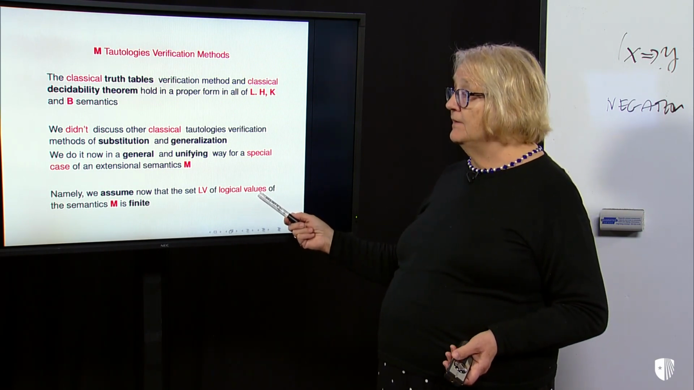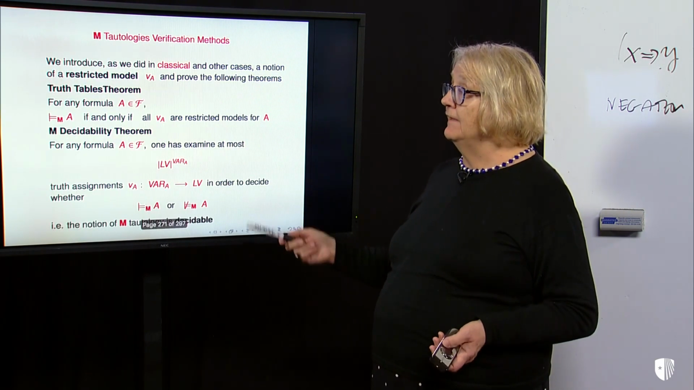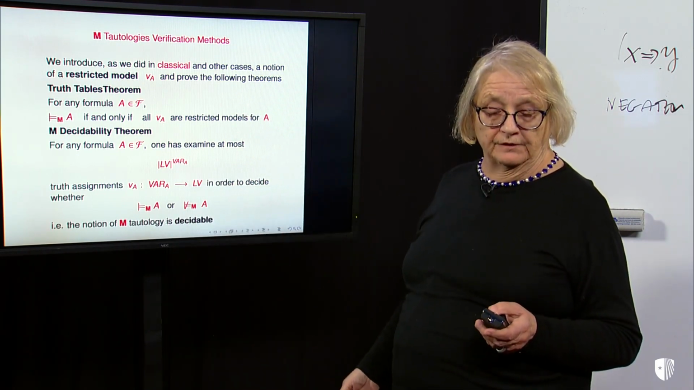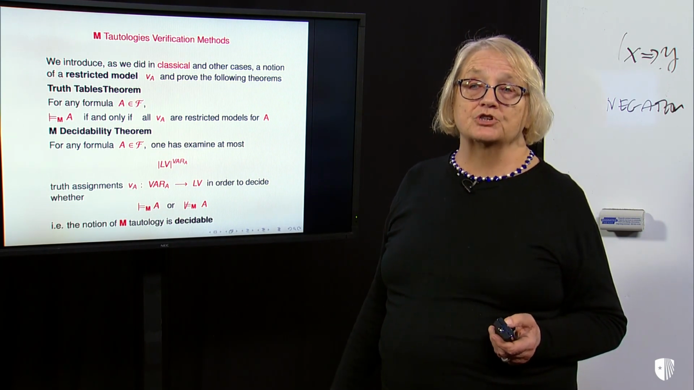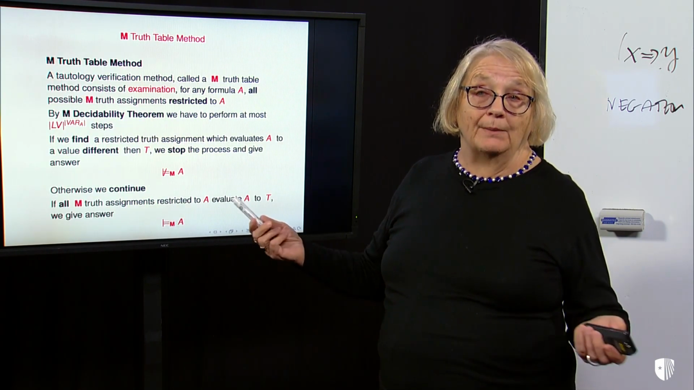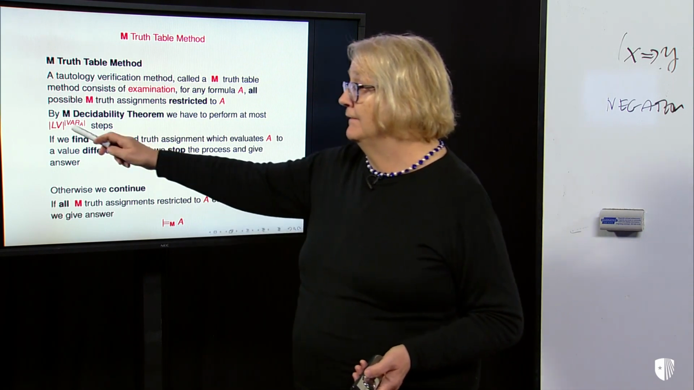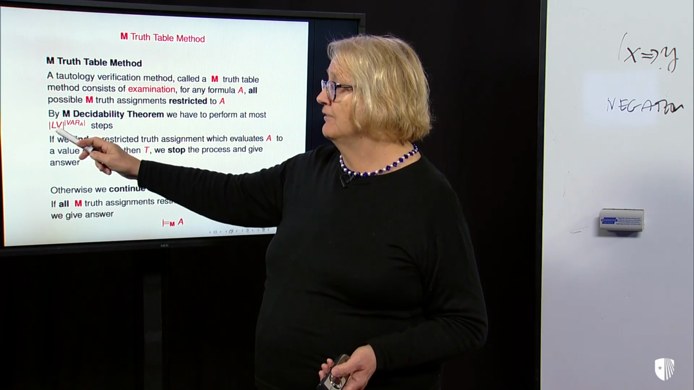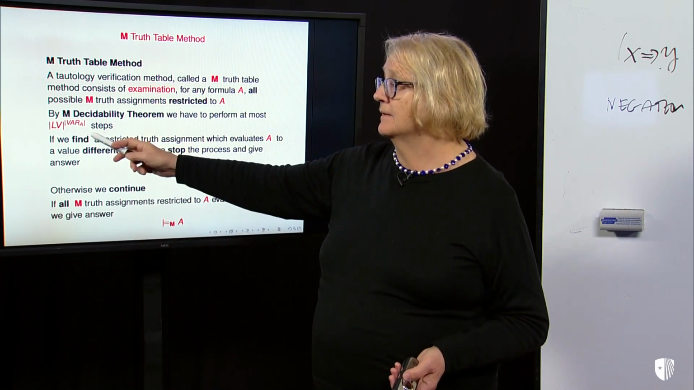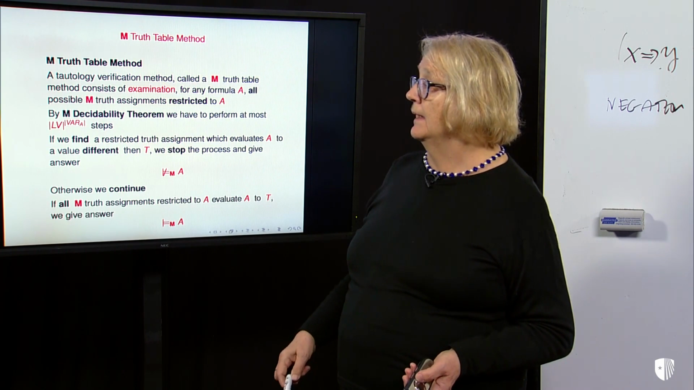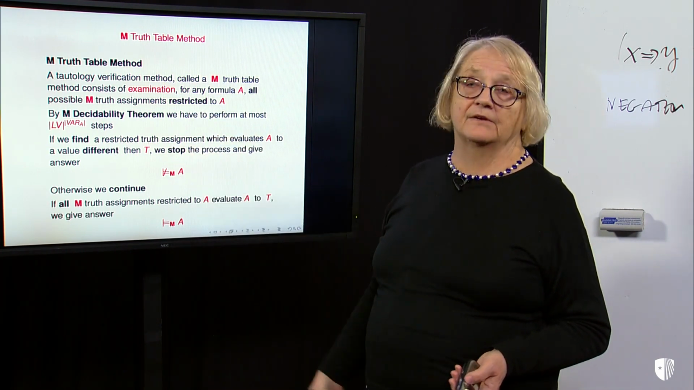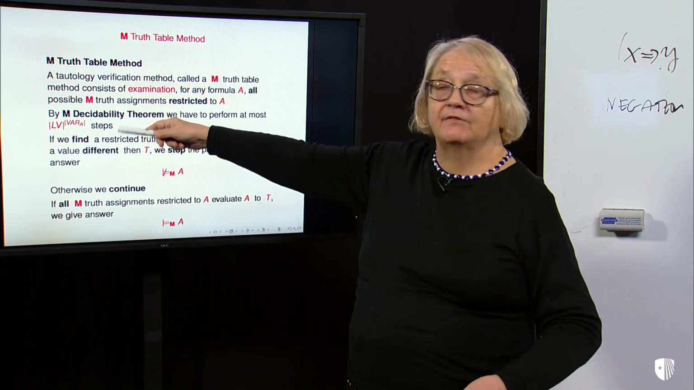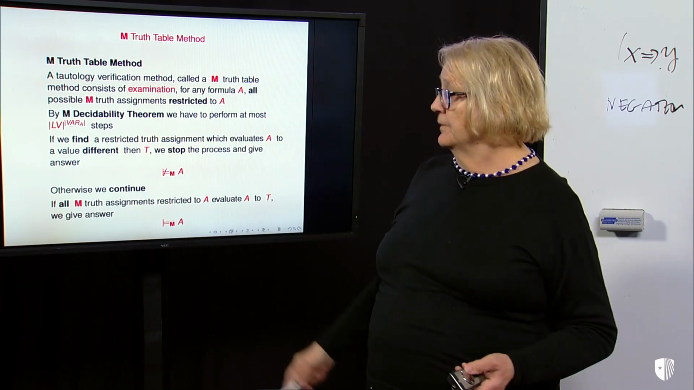And then again, if we now consider extensional semantics with a finite set of logical values, we have the decidability theorem in exactly the same way we proved it for our examples of logics. And then we have the truth table model, because you have the number of logical values assigned to the variables in the formula A. So you have the decidability theorem, and this is called the truth table model because you can evaluate all those V from here.